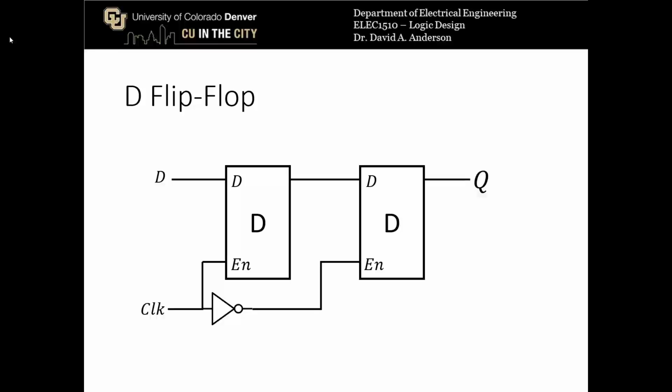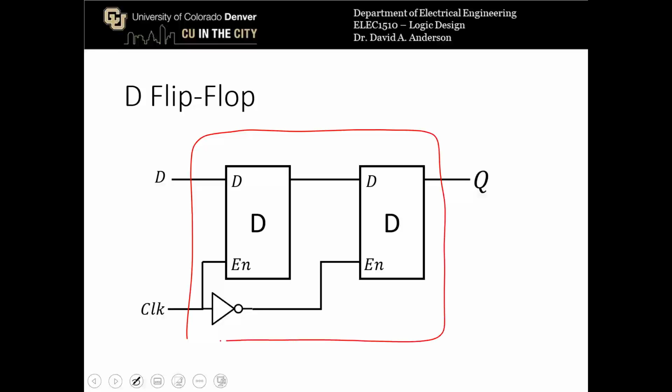A D flip-flop is a large aggregate device created out of two D latches. The first D latch right here has an input coming from what's called a clock signal directly to the enable input, and then the D input to the flip-flop is the first input to that first D latch.